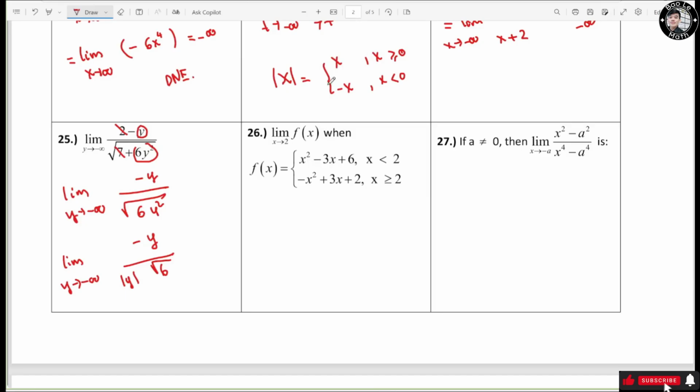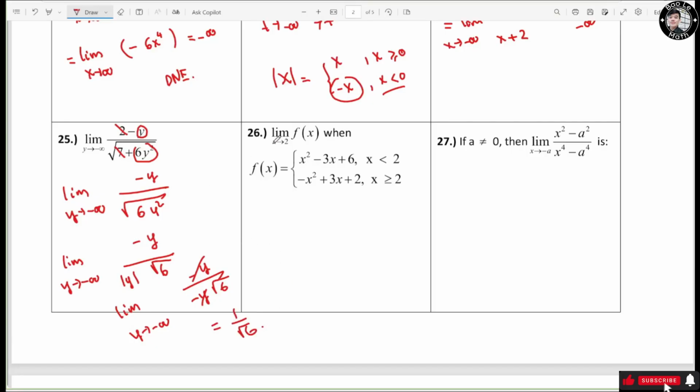Now we use the formula right here. When y approaches negative infinity, which means y is less than 0, the absolute value turns out to be negative y. It is this case right here. So this turns out to be the limit when y approaches negative infinity of negative y over negative y square root of 6. Cancel these out, so the answer is 1 over square root of 6.